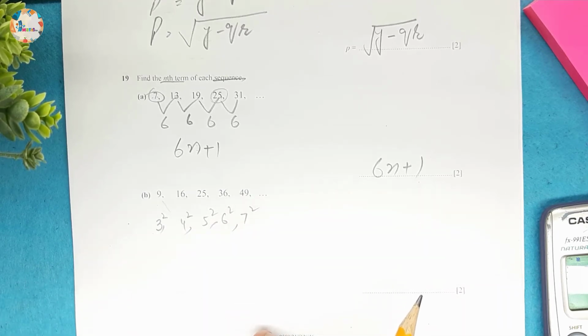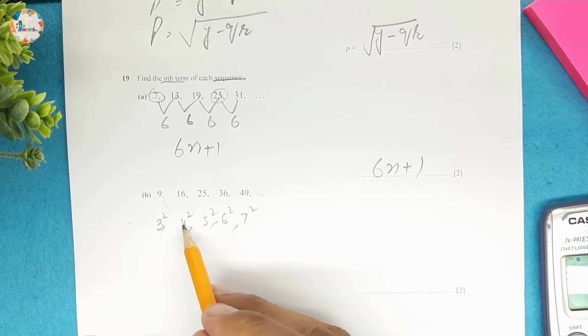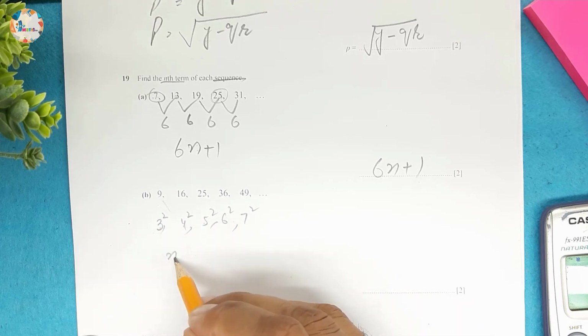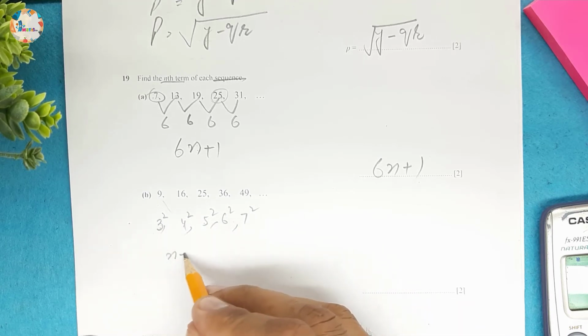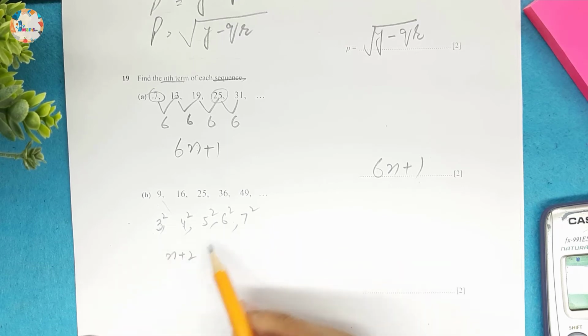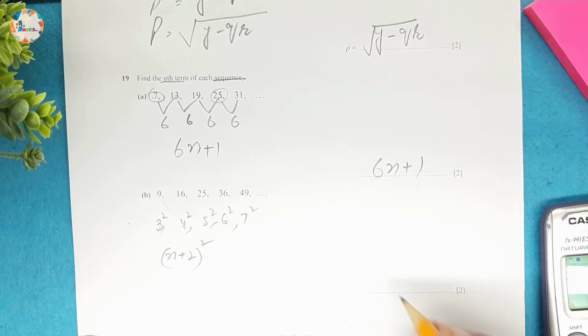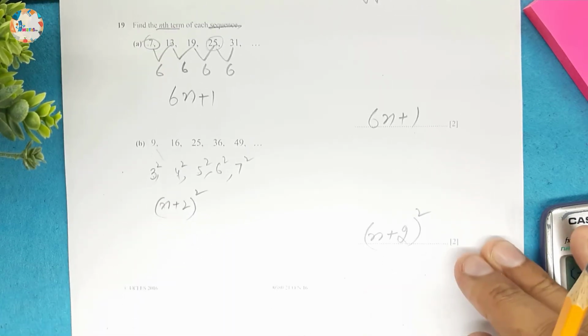Now we can write 3, 4, 5, 6. So this one we can write as n plus 2 basically, and if we replace n, 1, 2, 3, 4, so this will be 4 plus 2 which is 6, and then we just write the square. So this will be n plus 2 whole squared. This will be the nth term for this one.